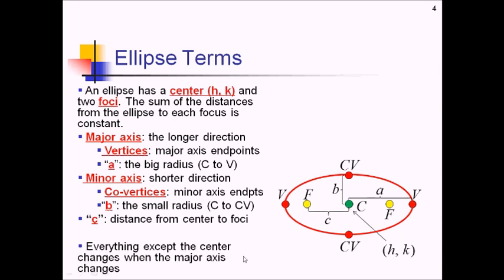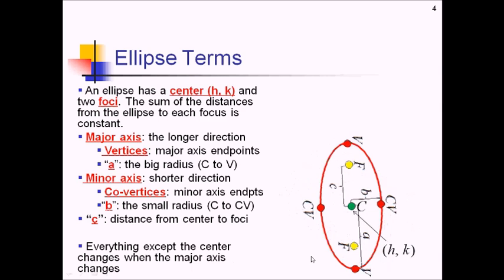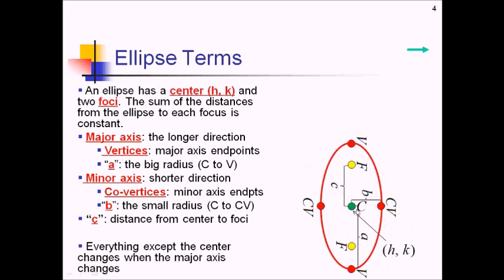But now everything is going to change, everything except the center, if the major axis changes. So if we had major axis y instead of major axis x, like we do now, well, now the foci and vertices are vertical values instead of horizontal values, and now the covertices are left-right.